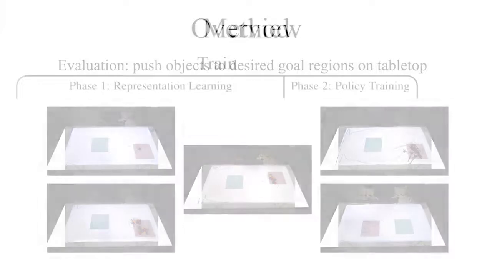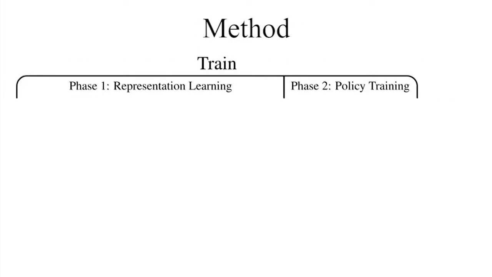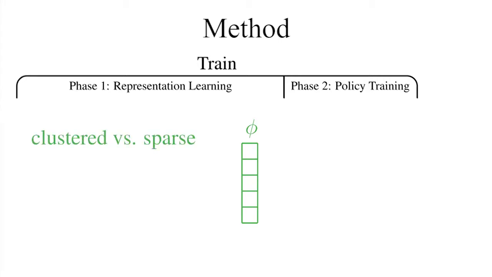We use a two-phase process consisting of a supervised representation learning phase, followed by a model-free reinforcement learning or policy training phase. During the representation learning phase, the objective is to learn a latent space phi that accurately captures multi-object information. We expect different components of the latent space to capture, for example, how clustered or spread out the objects are, where they are located, etc.